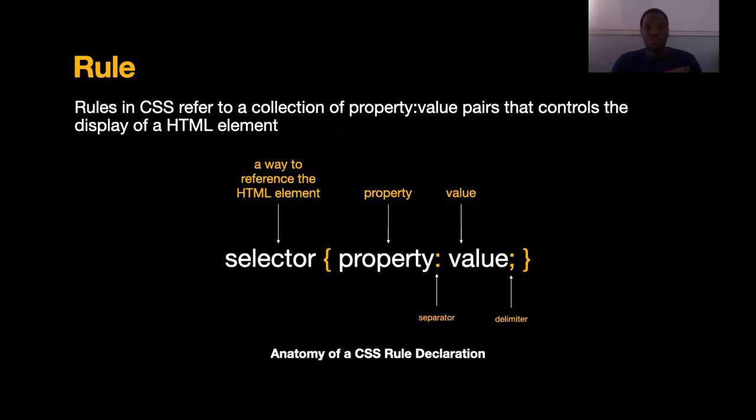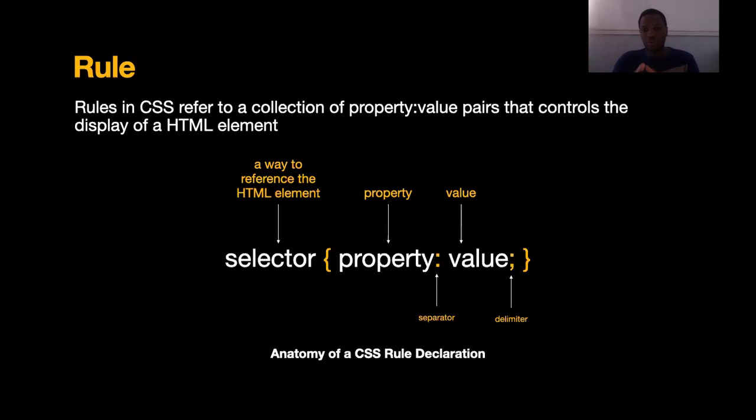Now, that's the style example. Let's look at what rules are. Rules are simply collections of styles, basically. A single rule is a collection of property and value pairs, which are styles. Essentially what it does is reference a specific HTML element or a group of HTML elements using what we call a selector.